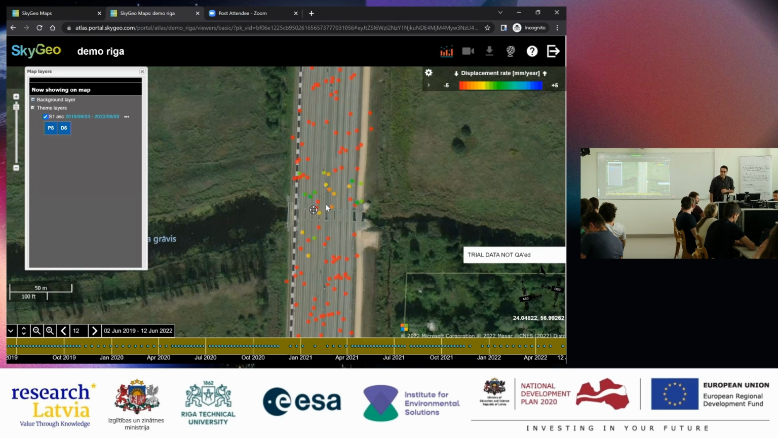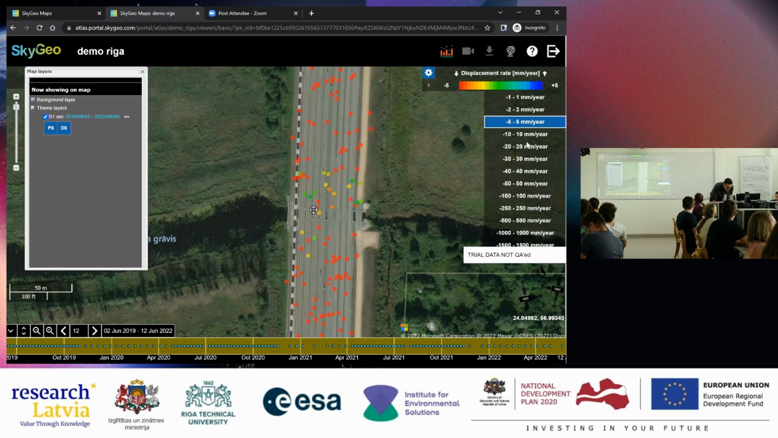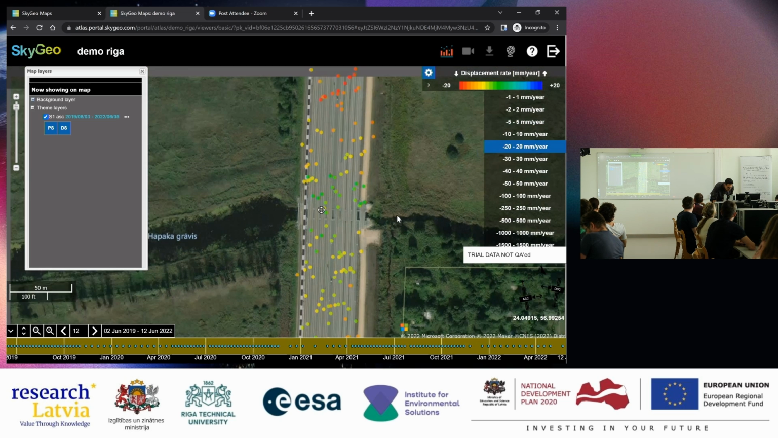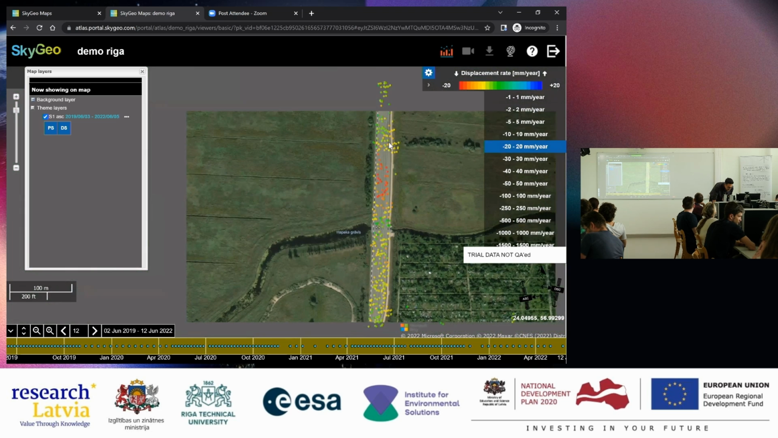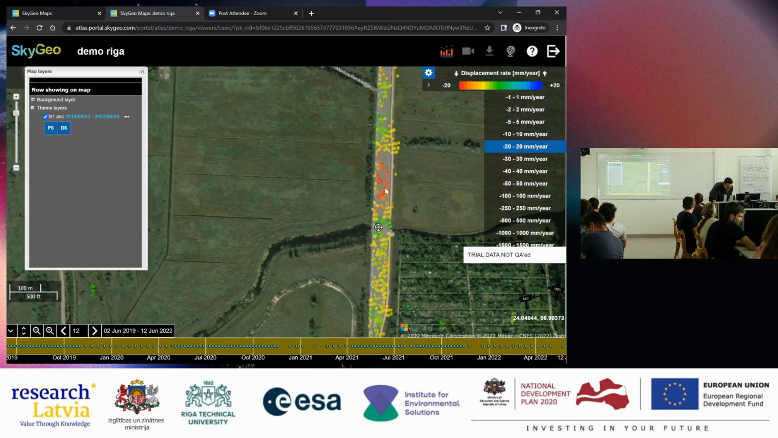Try to make a displacement minus 20 millimeters here, this scale displacement. Like this? Yes. Oh yeah, you see it even better. Yeah, excellent. You see that there are other areas, right? There is this group of points where things are moving.